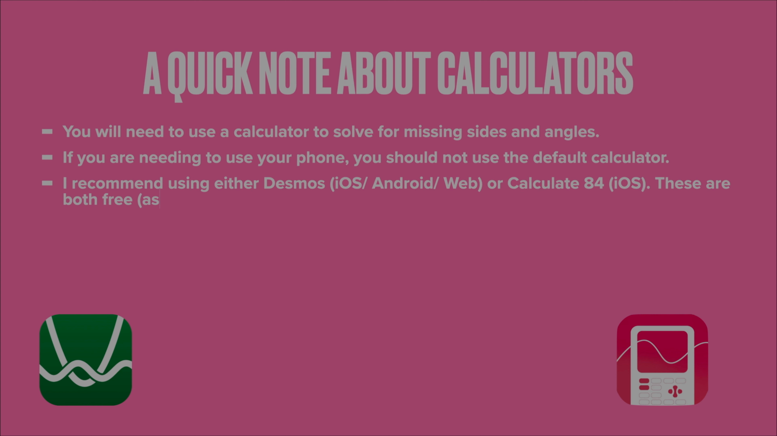I recommend using either Desmos, which is available on iOS, Android, and the web, or Calculate 84. Calculate 84 is on iOS. It is not available on the web, and it is not, at least for now, available on Android. There are, I'm sure, good Android ones that are similar, but Calculate 84 is basically a TI-84, but not for legal purposes. These are both free as of right now, which is still technically February 28th, 2021 when I was recording.